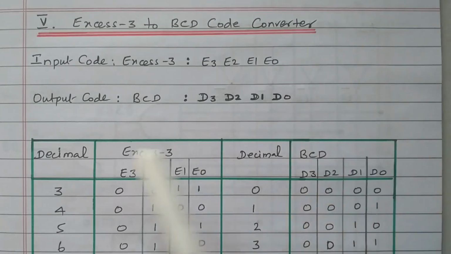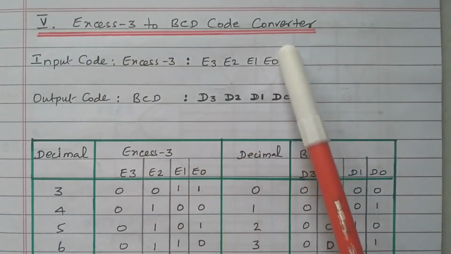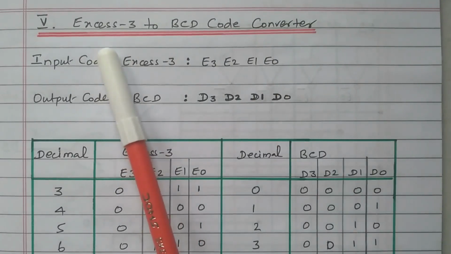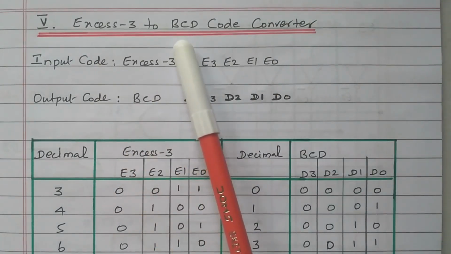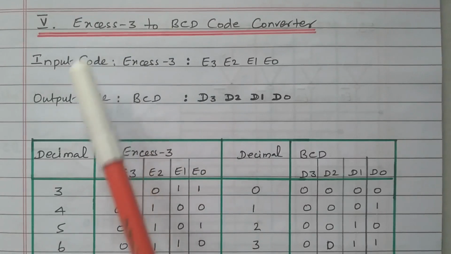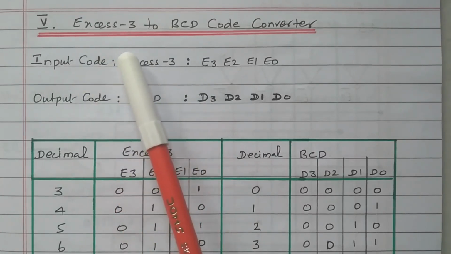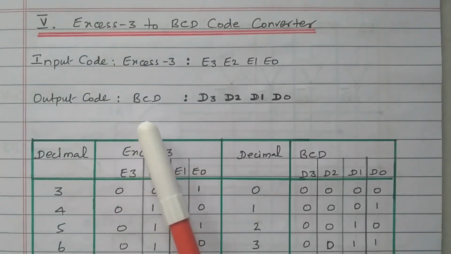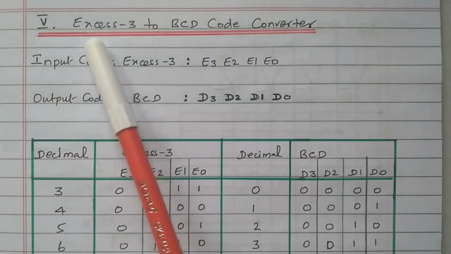Now we'll go to the topic, XS3 to BCD code converter. What is XS3 code? From the BCD code, by adding 3, we will get the XS3. XS3 means we have to add 3. For the normal BCD, by adding 3, we will get the XS3 code.